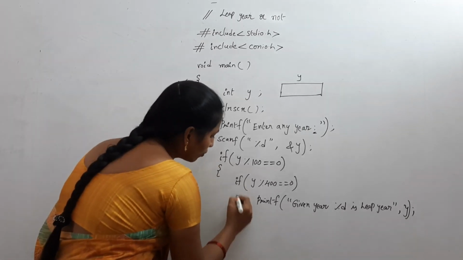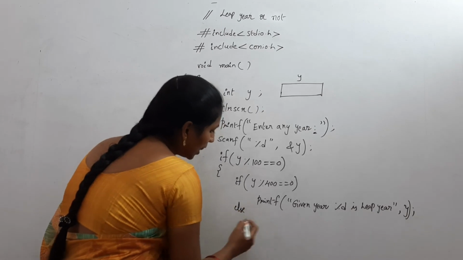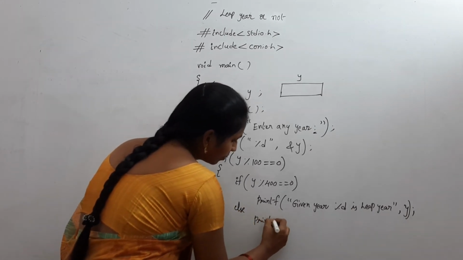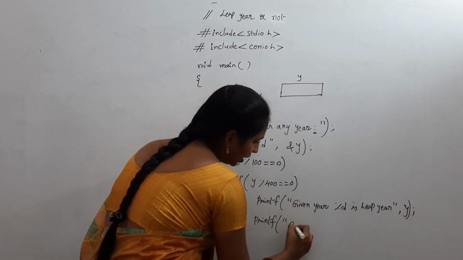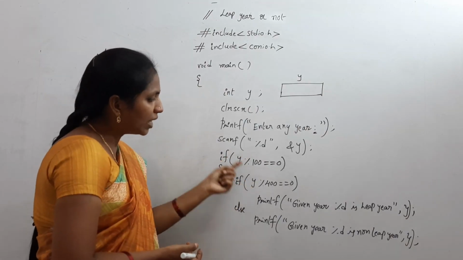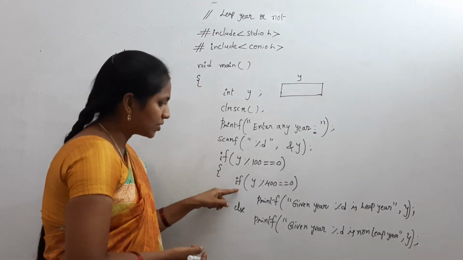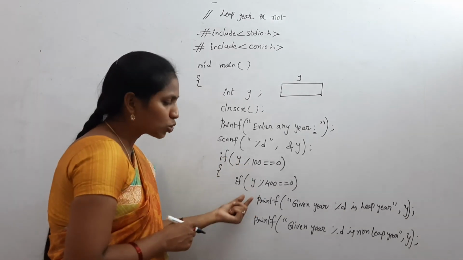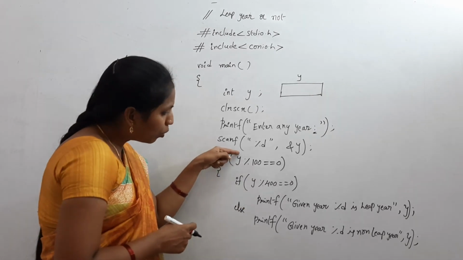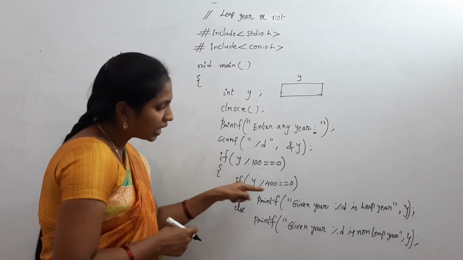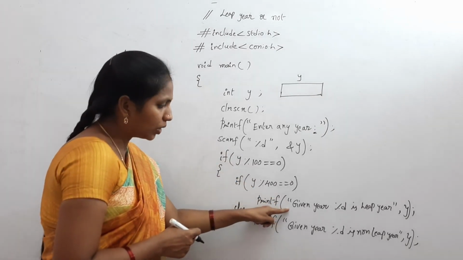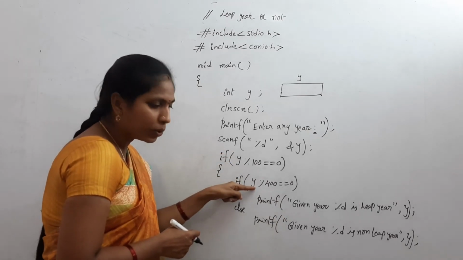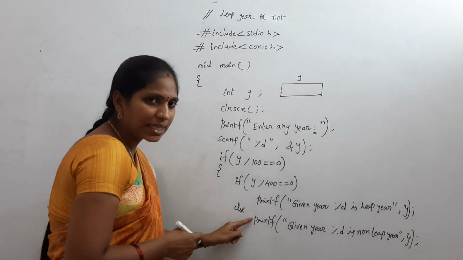Then the else part of this if. Else printf "given year". If these two conditions are true, actually this is a nested if. One if condition is present in another if, then that is called nested if. If both these conditions are true, then this statement will be executed. If this is true but the other is not true, then the else block will be executed.